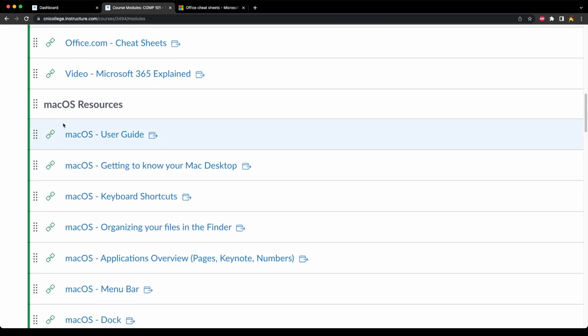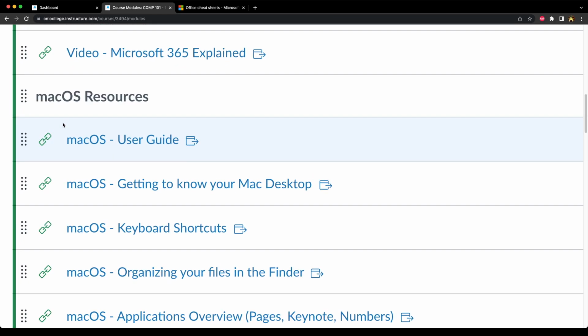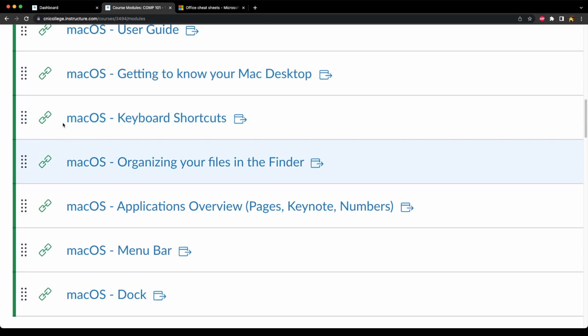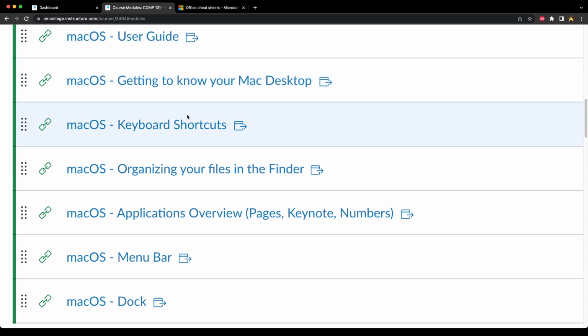Now, here under the Mac OS resources, these are some other things that I added for you guys about a week or so ago. But you should be looking through some of these. I know a lot of you asked about the keyboard shortcuts. So they are here, and you should be able to see everything that you need. Let's see once it loads.